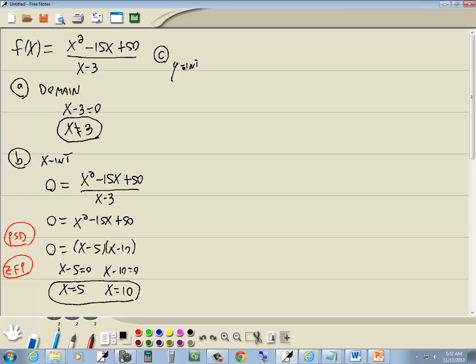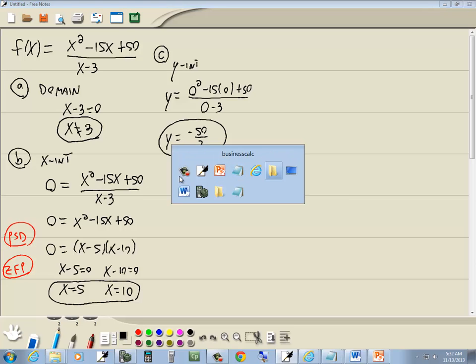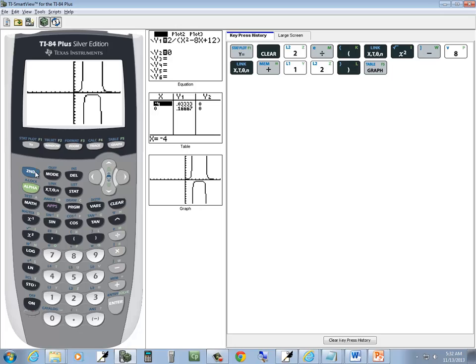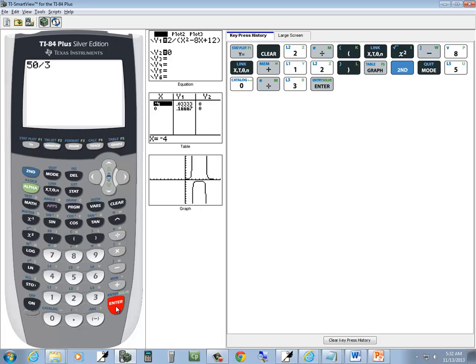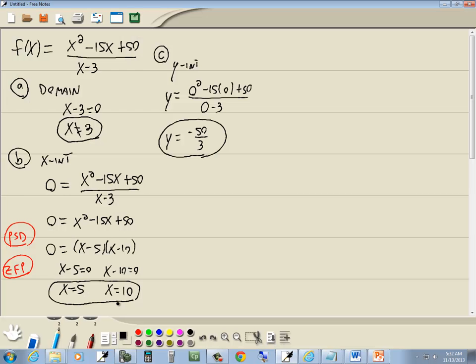Now our y-intercept. Again, you always plug 0 into the other variable, so we'll plug 0 in for x. So I got y is equal to 0 squared minus 15 times 0 plus 50 over 0 minus 3, which gives us negative 50 over 3. It's kind of a bizarre number. I wonder what that is. 50 divided by 3. About negative 16.7.